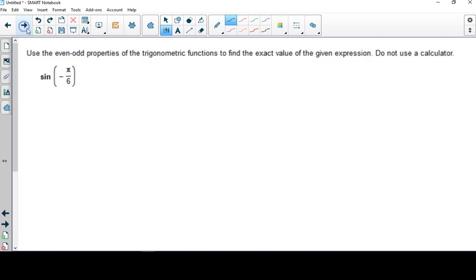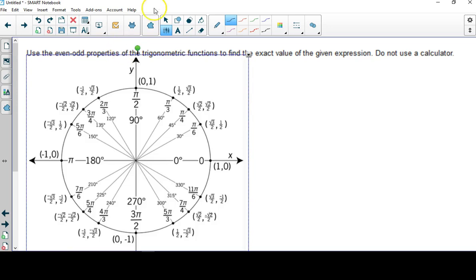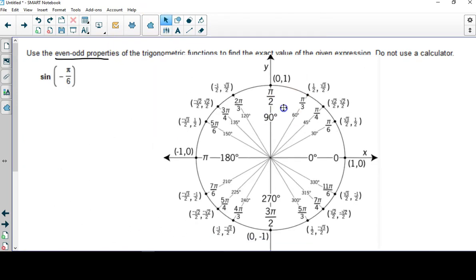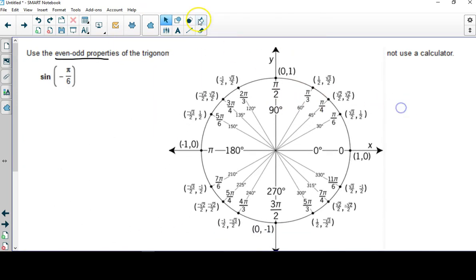Last thing. Use the even-odd properties. I'm not going to lie to you. These even-odd properties, just when you forget about them, they pop back up. All right, so sine of negative pi over 6. Actually, it's not really much of a real problem, right?